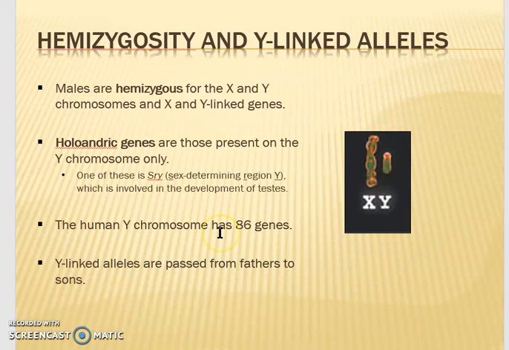Okay, now we're going to talk about hemizygosity and Y-linked alleles. So males are hemizygous for the X and Y chromosomes, meaning that they have both X and Y linked genes. Holandric genes are those that are present on the Y chromosome only, so they can only be passed from father to son because women don't have the Y chromosome.